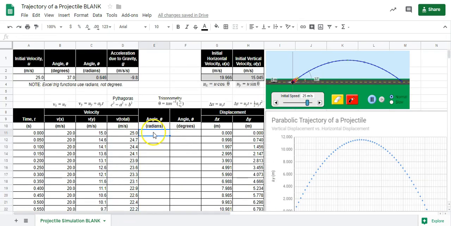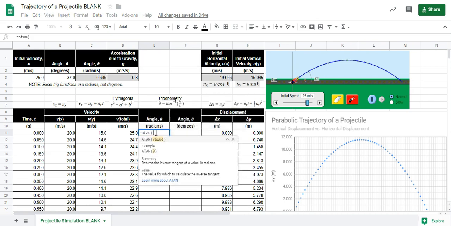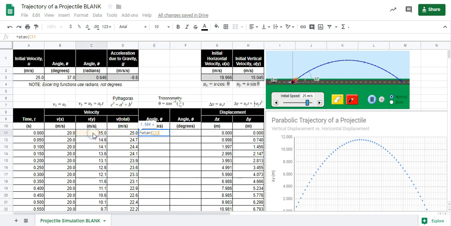The angle in radians should equal the angle of the initial velocity here, because we're at time 0. We enter equals, so we're saying theta equals, and it's atan, which is the inverse tangent, and it'll give it in radians. So it's the vertical velocity divided by the horizontal, and it's the same.